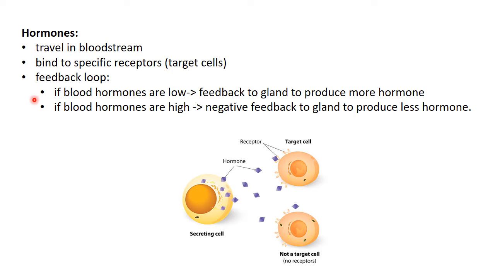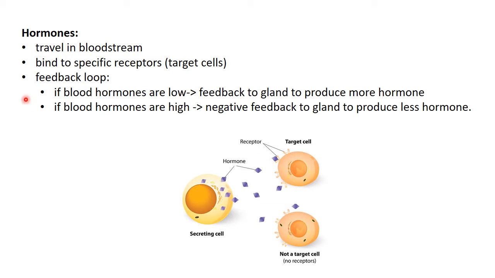Hormones are little chemicals that travel in the bloodstream. They bind to specific receptors, which are called target cells. So here we have a cell that is making the hormones, shown as these little purple diamonds, and they're traveling in the bloodstream until they come to a receptor on a target cell. And you can see just here we have a receptor bound to a hormone.